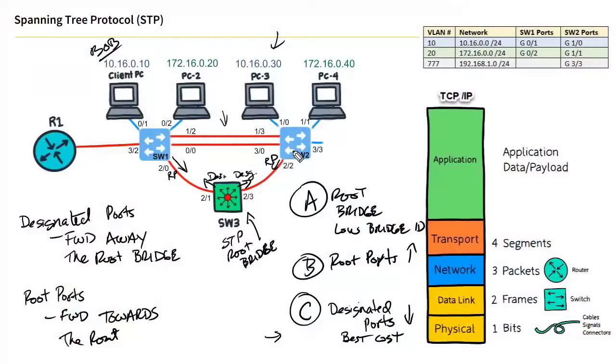Well, if the cost is the same in this scenario, the next tiebreaker is the lower bridge ID of the two. So neither one of them won the spanning tree root bridge election, but between them, switch 1 and switch 2, the one that has the lowest bridge ID in this scenario is the next thing to look at as a tiebreaker. So let's imagine that this guy has the lowest bridge ID, and let's imagine that this guy is in second place with the second best BID. I'll put bridge ID there. And this guy is the third, as far as the third best bridge ID.